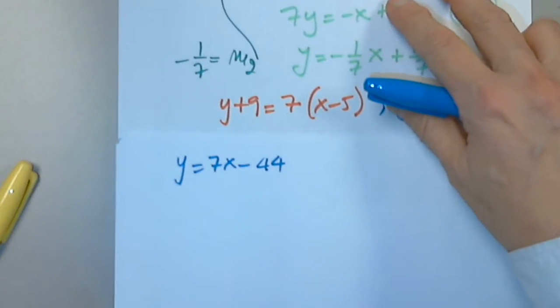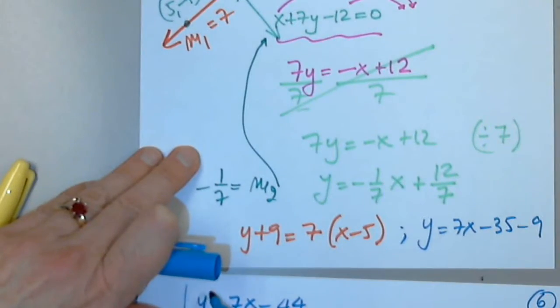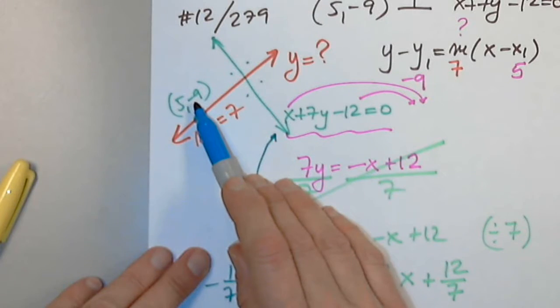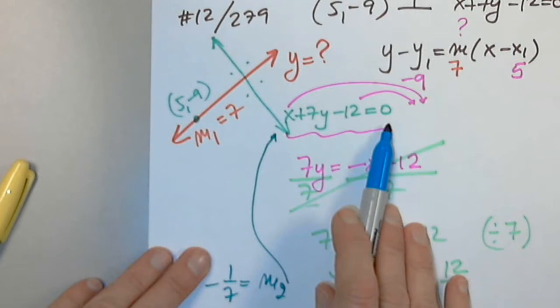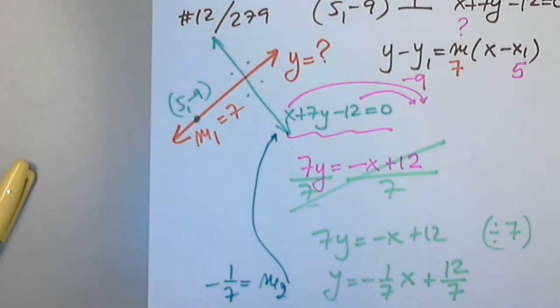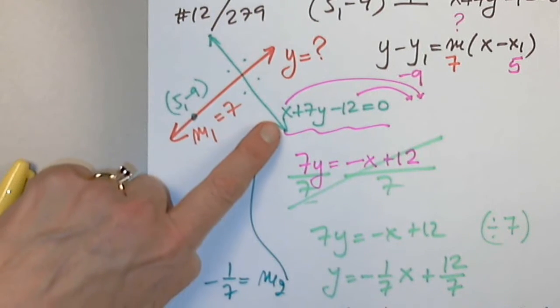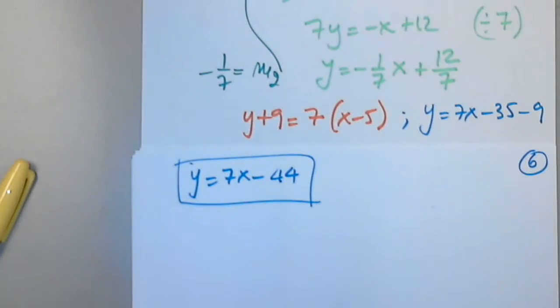Okay, I think what I would like to do now is go back to a piecewise defined function and a difference quotient. Yes, this is the equation of the line. Yes, I should have mentioned that, sorry. This is the equation of the line passing through the point 5 comma negative 9 and perpendicular to the given line, which is x plus 7y minus 12. Sorry about that. Any questions?